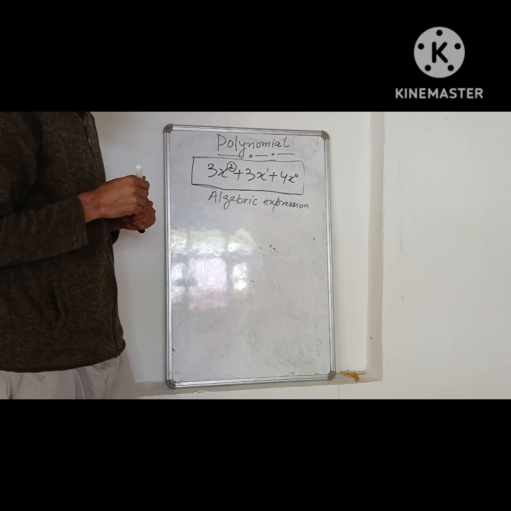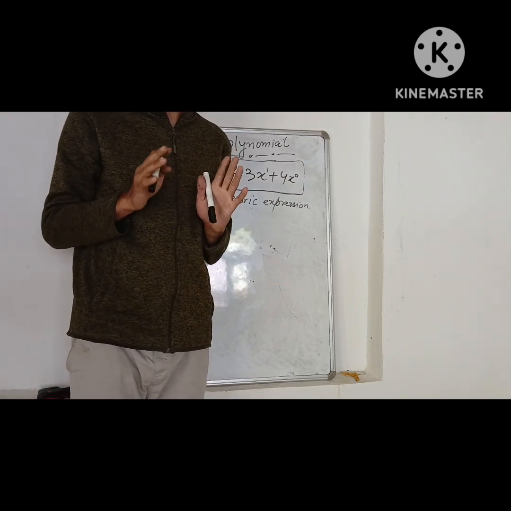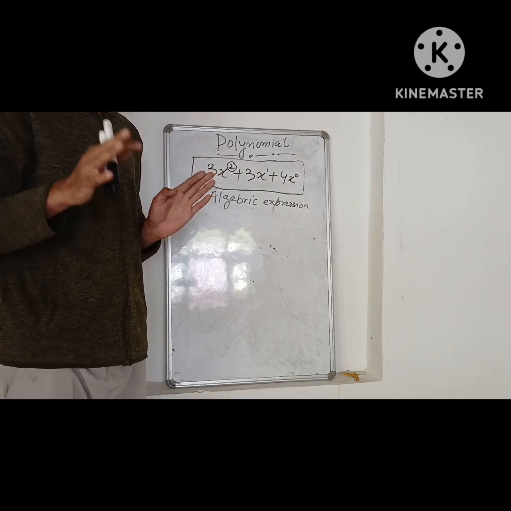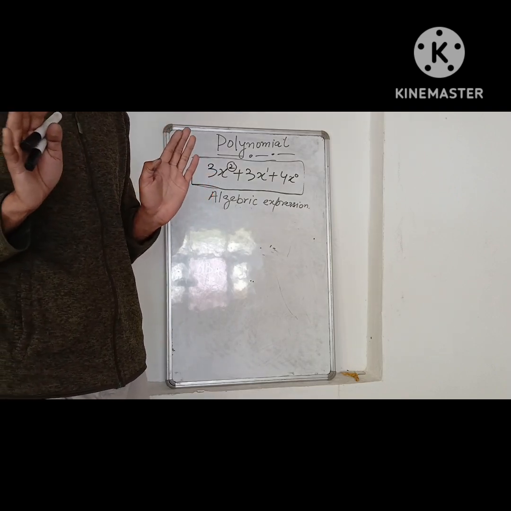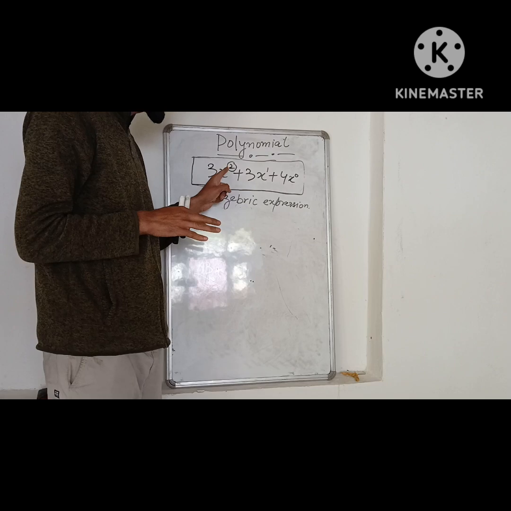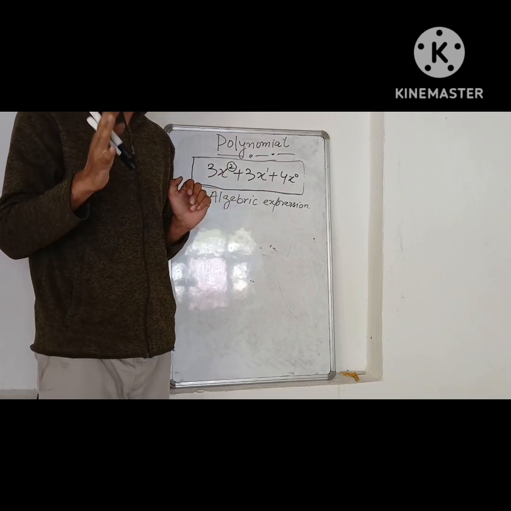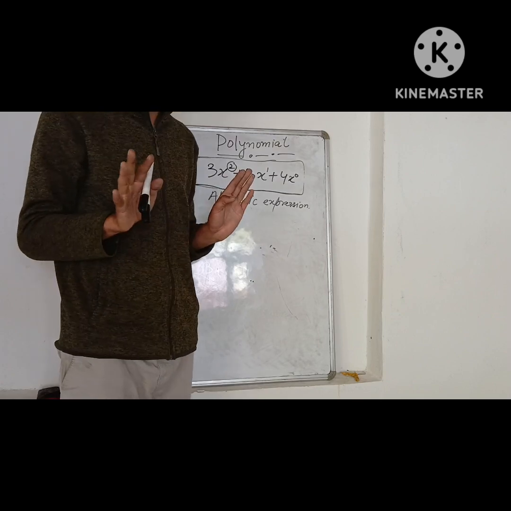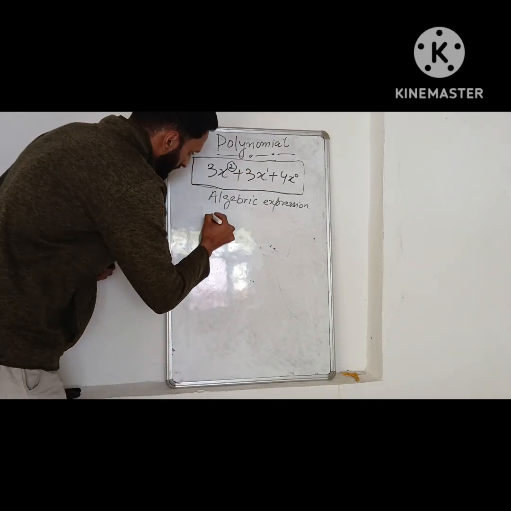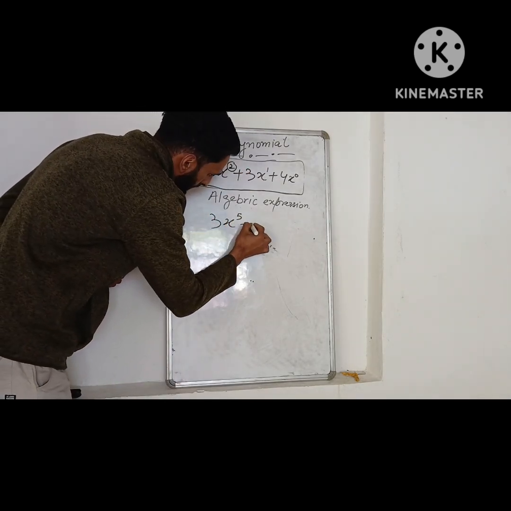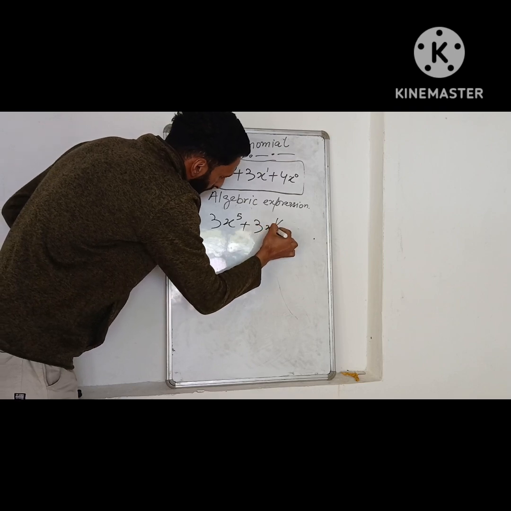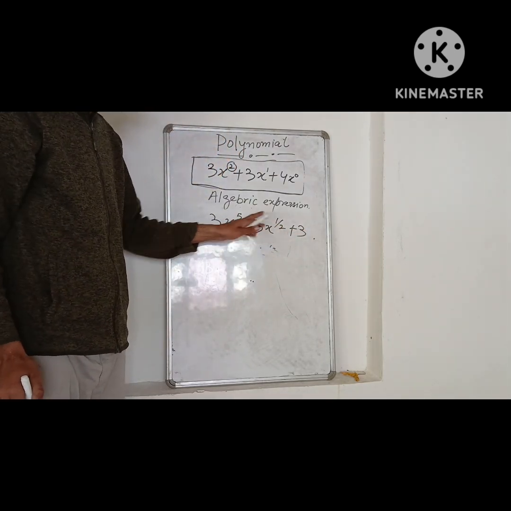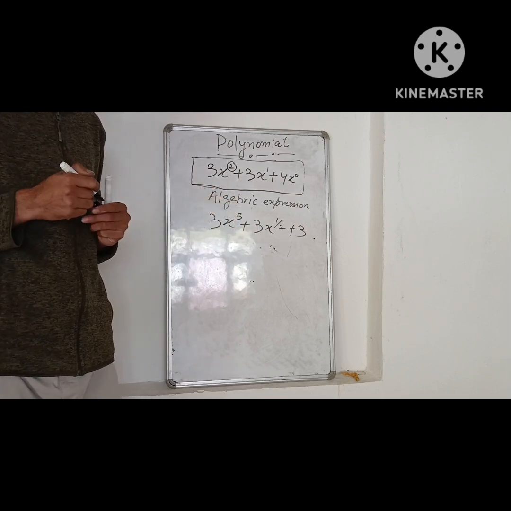But you have to note down one thing in an algebraic expression. These powers must belong to the rational numbers. They should not be irrational numbers. If x has a power in the form of an irrational number, then it will not remain an algebraic expression. Say like 3x^5 + 3x^(1/2) + 3. It is also an algebraic expression because the powers are in the form of rational numbers.